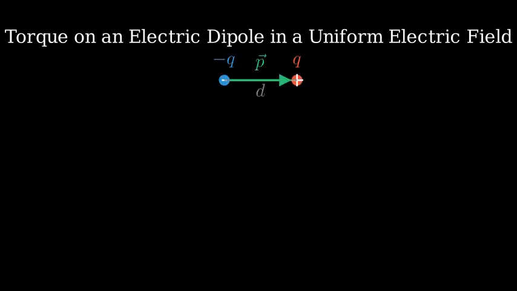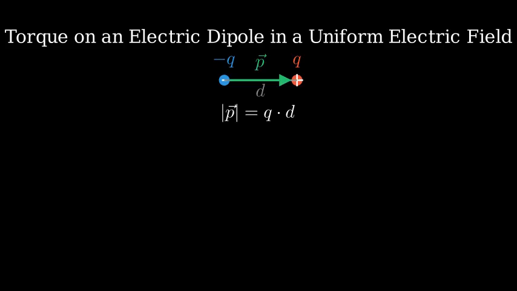An electric dipole consists of two equal and opposite charges separated by a small distance. The positive charge is represented with a plus sign and the negative charge with a minus sign. The dipole moment vector, represented by P, points from the negative charge to the positive charge. The magnitude of the dipole moment is equal to the charge multiplied by the separation distance.